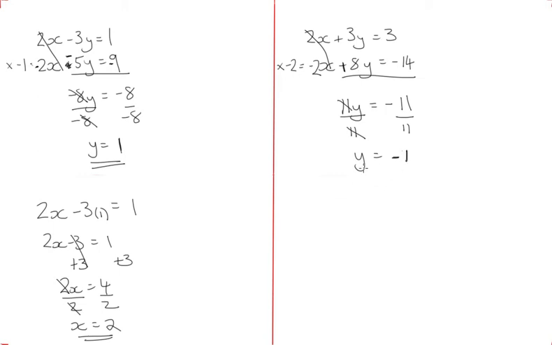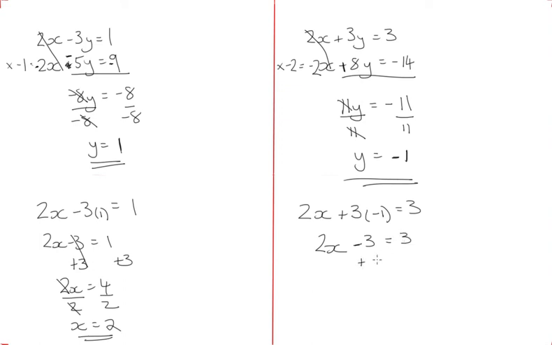Okay, now I know that y is equal to minus 1. I take the equation that I haven't changed up here, I'll just underline that, and I go 2x plus 3y multiplied by y, which is minus 1, equals 3. So 2x and then plus 3 multiplied by minus 1 gives you minus 3 is equal to 3.